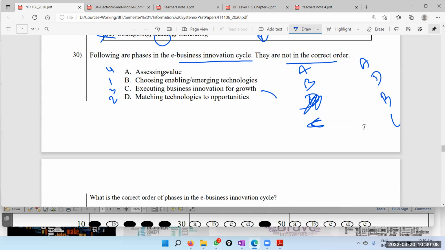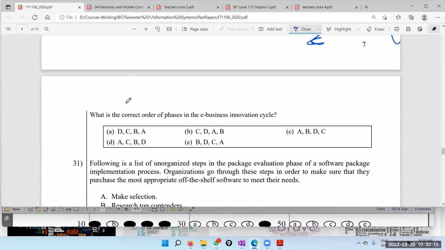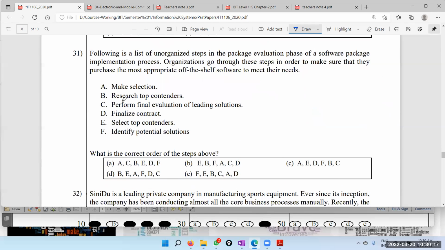Anyway that is one of that kind of a fussy way question. Okay, expect about 10 such questions. Right, 31.